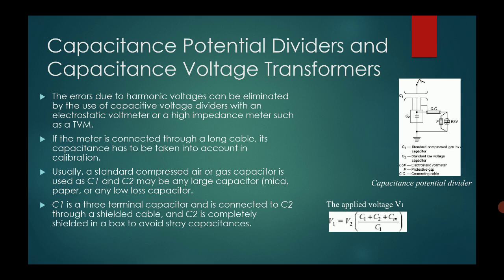C1 is a 3-terminal capacitor and is connected to C2 through a shielded cable, and C2 is completely shielded in a box to avoid stray capacitance. So you can see the capacitors C1, C2 and C3, how these are placed in the schematic diagram, and the applied voltage formula is given below.